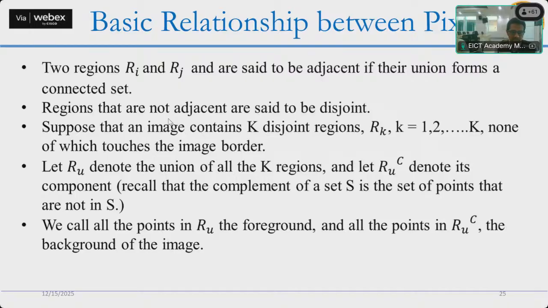Suppose that an image contains k disjoint regions, then definitely, what does it imply? It implies that none of them touches the image border.